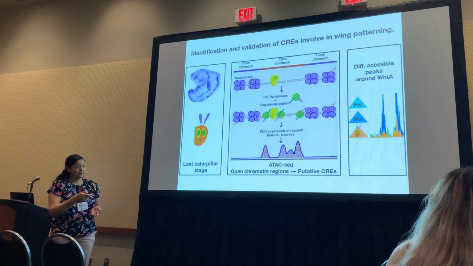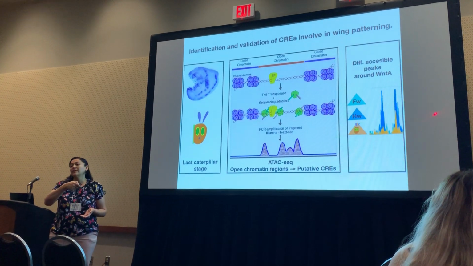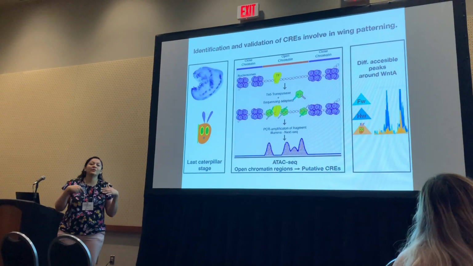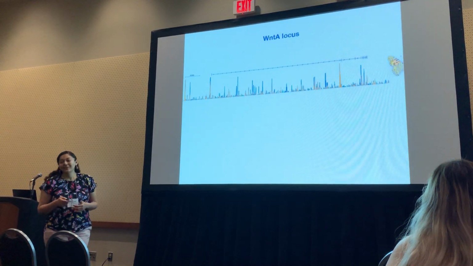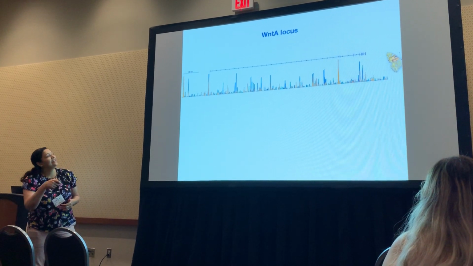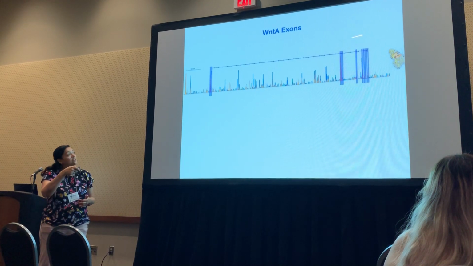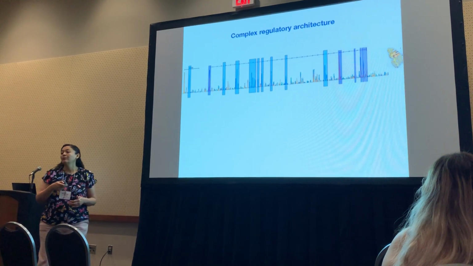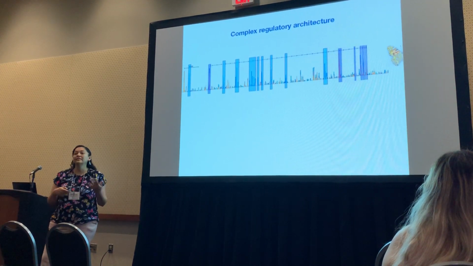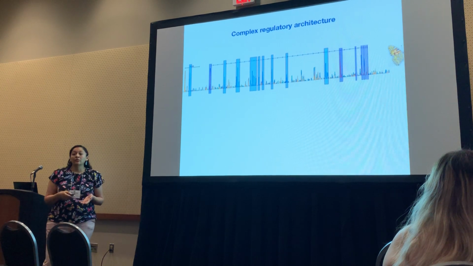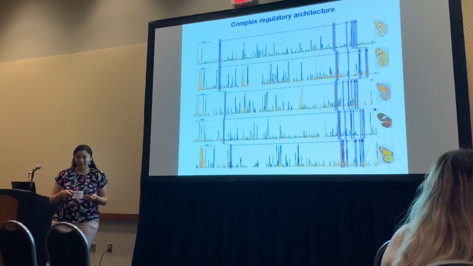So the data, what you're going to see, looks like that. So we have forewing, hindwing, and what I'm looking for are regions that are differentially accessible between the wing tissue and the heads. Now, this is the WntA locus, and it's a landmark. These are the exons of WntA, so we have a huge intron, and then there are multiple peaks that are differentially accessible between the wings and the head, and this is showing a complex regulatory landscape for this gene, and it's the same case for all the other species I looked at so far.